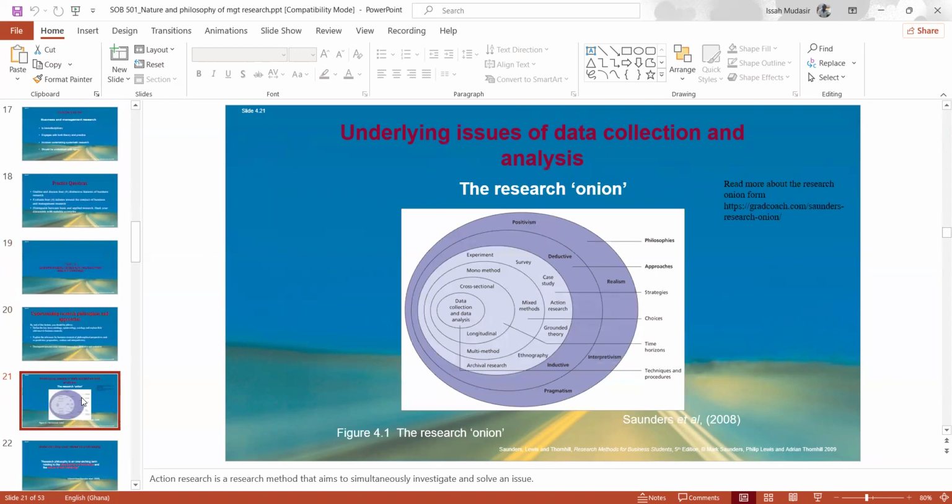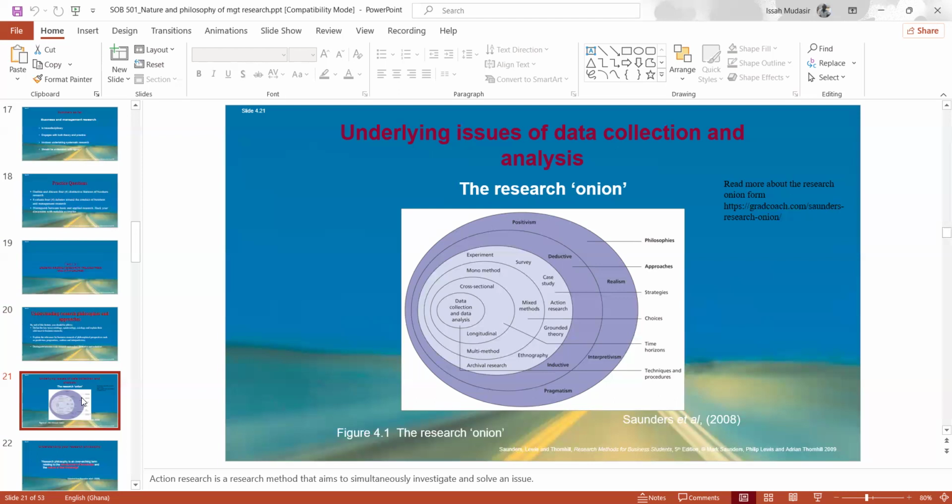Now we have what we call the research onion. It's like your natural onion that you use to cook your stew and soup and all that. Research is also like that. It's made up of layers. You peel off the first layer, you think you are done, then another layer is there. You peel it off, another layer is there. So you move from one layer to the other. The first layer of research concerns the philosophies.